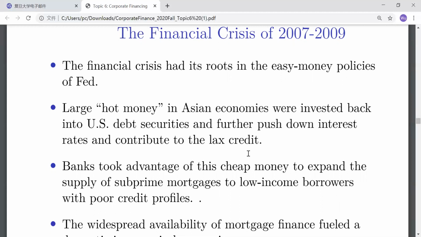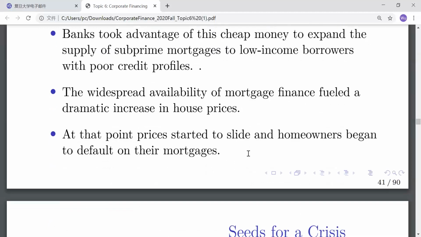But the financial crisis had its roots in the easy money policies of the Fed, right? Because at that time there was a large amount of hot money in Asian economies, right? They were invested back in U.S. debt securities, right? And then they pushed down the interest rates, right? And then banks took advantage of this cheap money to expand the supply of bad quality mortgages to low-income borrowers with poor credit profiles. And the widespread availability of mortgage finance fueled a dramatic increase in house prices, right? But we know that at the end of the day, the house prices will go down. So when the house prices go down, the crisis comes.